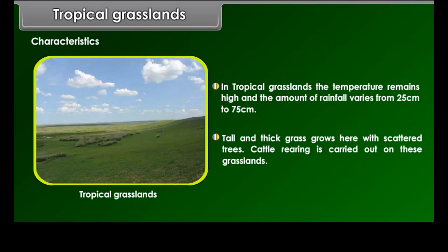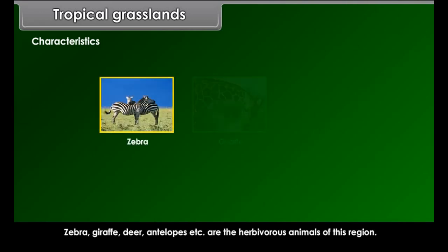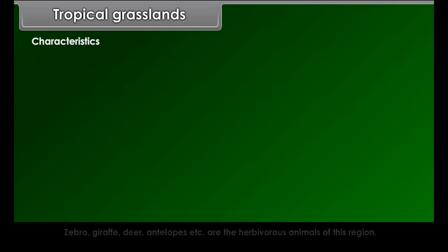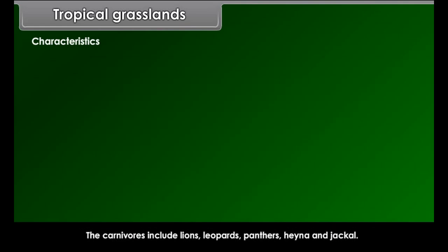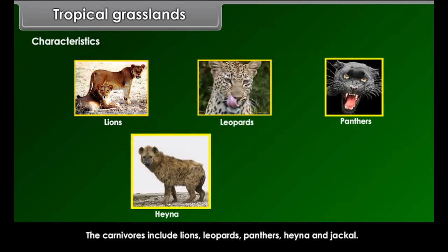Cattle rearing is carried out on these grasslands. The animals of these grasslands are both herbivores and carnivores. Zebra, giraffe, deer, antelopes, etc. are the herbivorous animals of this region. The carnivores include lions, leopards, panthers, hyena and jackal.